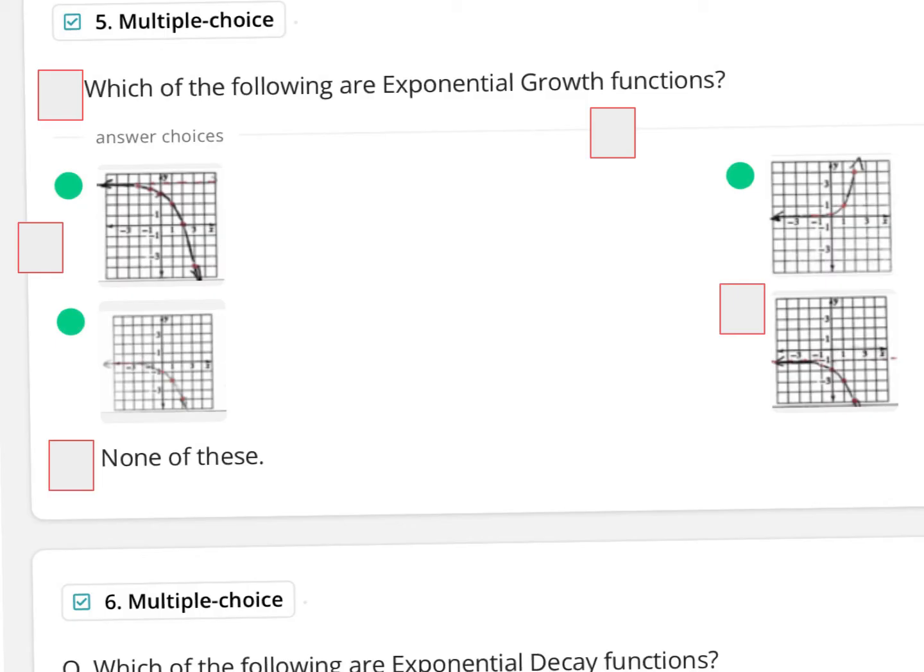Wow, all of these are growth functions. Right here, it's growing away from the asymptote y equals -1, from the k value -1, so that is also a growth function. All of these are growth functions. Trick question, I guess. Let's move on.